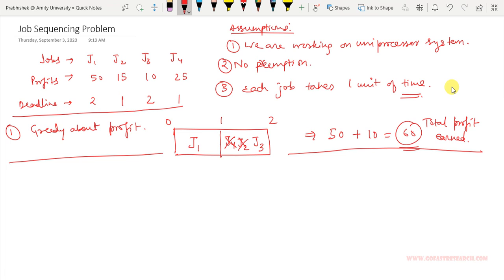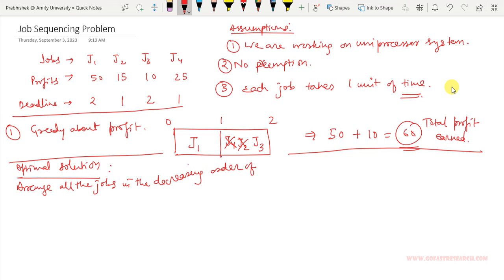So what you have to do in the examination, because this is not the proper way of calculating the maximum profit, this is not a way to calculate the optimal solution. In your examination you will always be asked to calculate the optimal solution. So how do you solve this question? Just arrange all the jobs in decreasing order of profit.